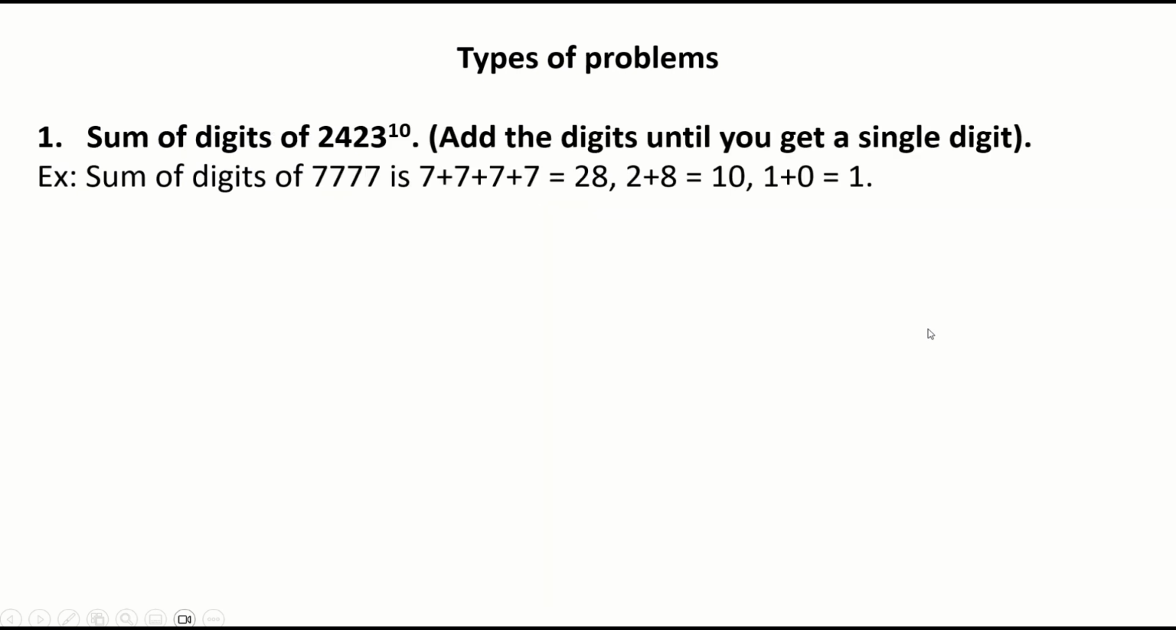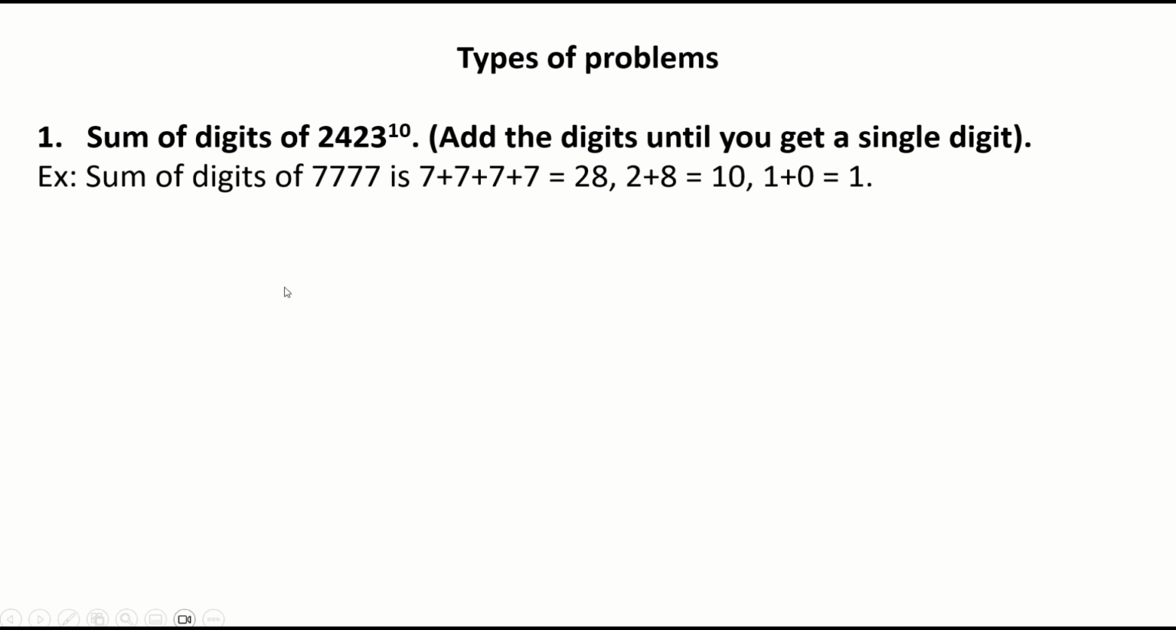The other type of problem is the sum of digits of 2423 to the power of 10. You add the digits of this number until you get a single digit. For example, the sum of digits of 7777 is 7 plus 7 plus 7 plus 7, which is 28. Then 2 plus 8 is 10, and 10 is 1 plus 0, which is 1. So 1 is the answer I expect when the number 7777 is given. Similarly, I want the sum of the digits of 2423 to the power of 10.